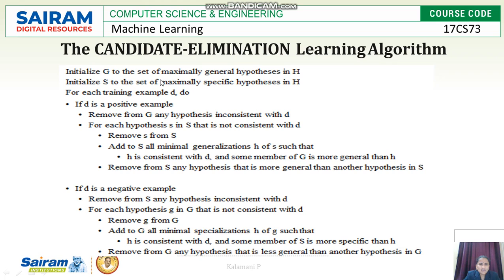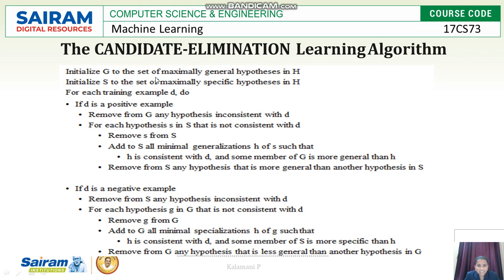First, initialize G to the set of maximally general hypotheses in H. Maximally general means all question marks, so all attributes take a question mark, which means they can take any value. Then initialize S to the set of maximally specific hypotheses, which means all attributes take the null value, that is phi.